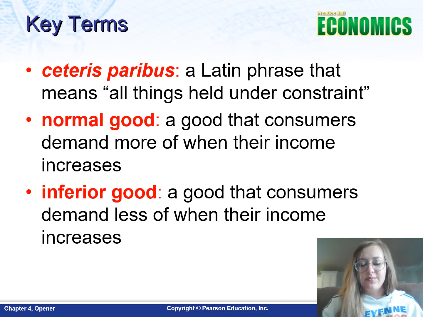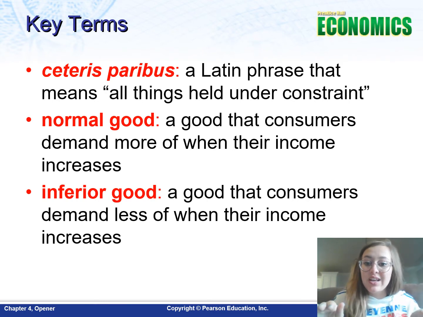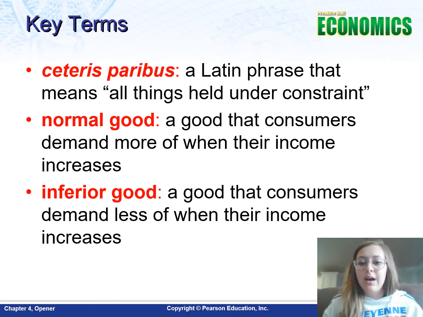All right. So a few different vocab words that you are going to need to know. Ceteris paribus is just a Latin phrase that means all things held constant. So if nothing changes, this will be the case. Okay. You won't need to really know much about that, but I'll use that term when I'm talking about some other stuff throughout the lecture. So just something good to know.